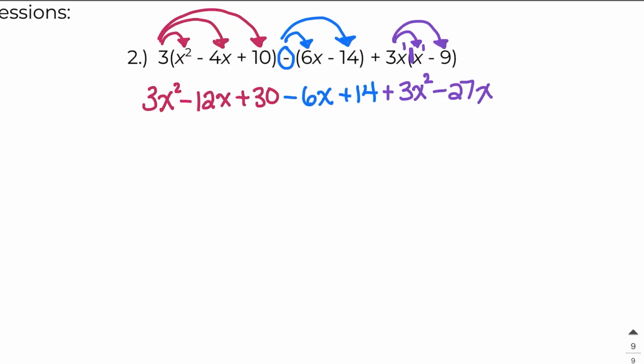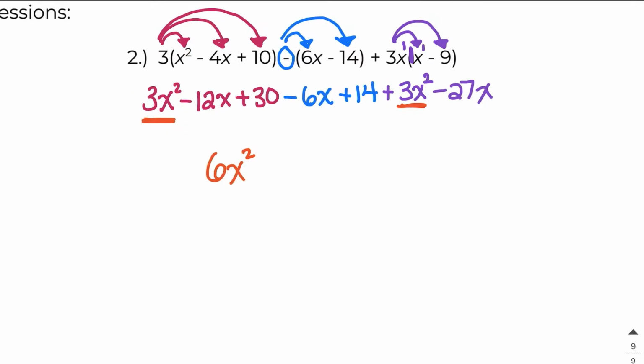Now I need to go through and see, can I collect any like terms? So I've got this 3x squared, and just a reminder, like terms means they have to have the same variable and the same exponent. So I've got 3x squared here, I've got 3x squared here. So 3x squared plus 3x squared gives me 6x squared. Okay, 3 plus 3 is 6. And the x squared stays the same because the only time we add our exponents is when we multiply. Also, if I have 3 pens plus another 3 pens, that means I have 6 pens. I don't have 6 of something else. The pens stay the same, okay?